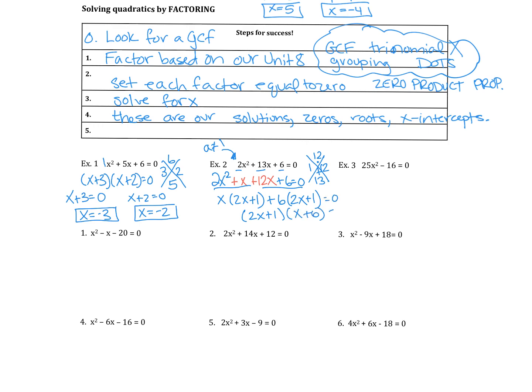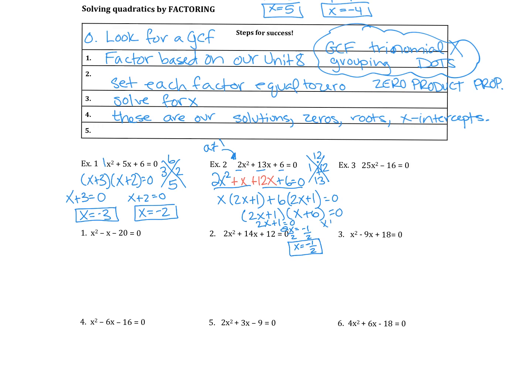Now this is equal to 0. So in Unit 8, I would have stopped here. But now I'm going to set each factor equal to 0. I'm going to run out of a little space here with the 2x plus 1, so I'm going to try to fit it in. 2x plus 1 equals 0. I'm going to subtract 1 from both sides, and I get 2x equals negative 1. I'm now going to divide both sides by 2, and I get x equals negative 1/2. You, of course, can write that as x equals negative 0.5 if you'd rather.